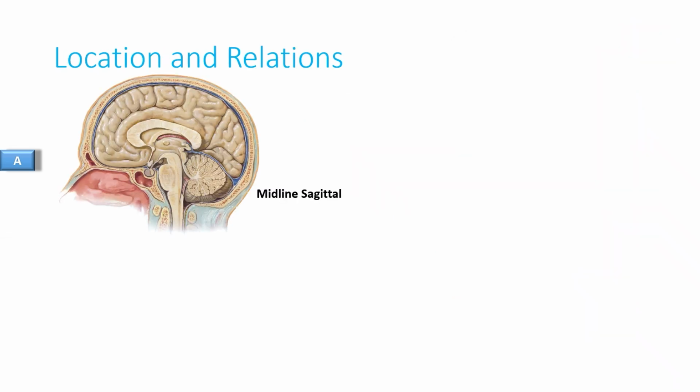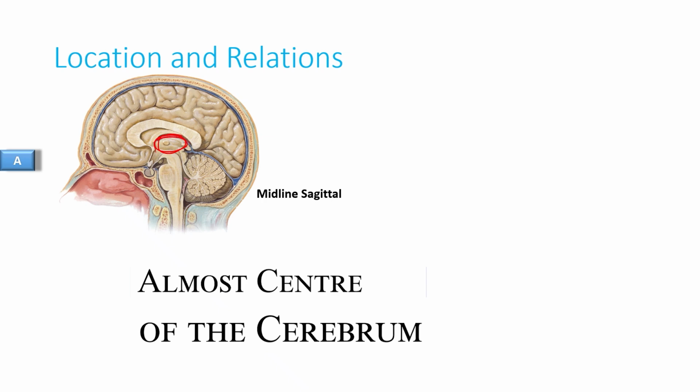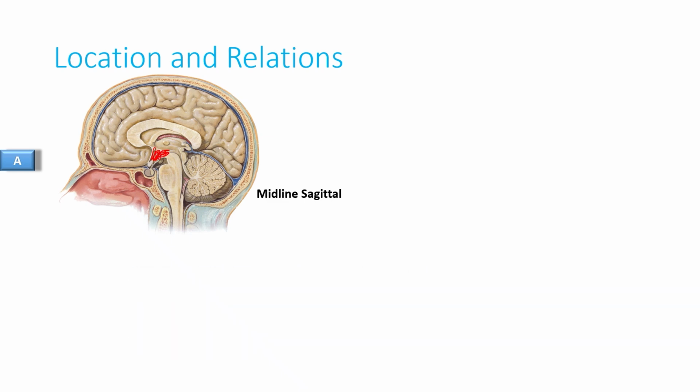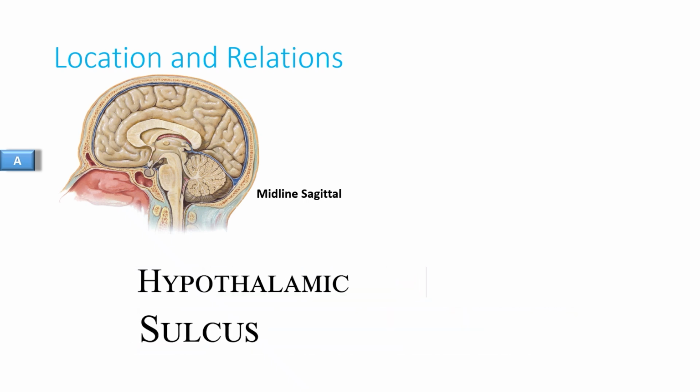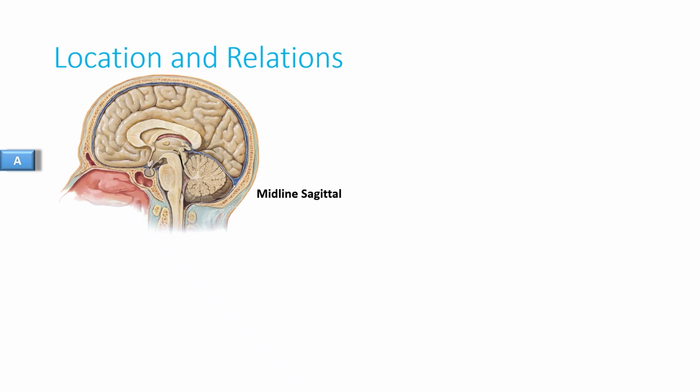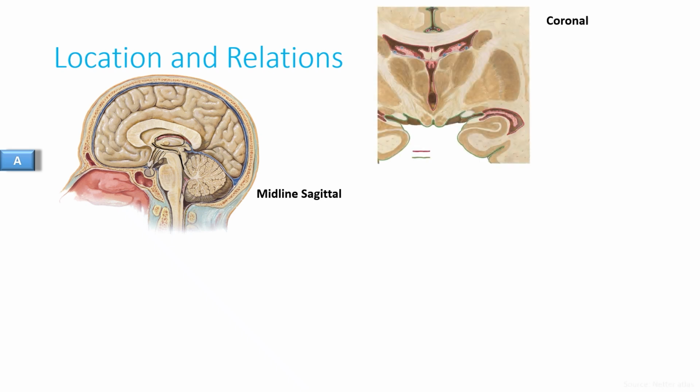Now, coming to the location and relations, as you can see, this is the location of the thalamus. The relation that you need to know here is that below it, this region is the hypothalamus. The hypothalamus and thalamus are separated by this faint sulcus, called the hypothalamic sulcus. Here you can see it extending from the aqueduct of Sylvius. This is the aqueduct of Sylvius. So from there you can see the sulcus going like this. Below that, this hatched area is the hypothalamus, and above that, this region is the thalamus. It can be a spotter here.